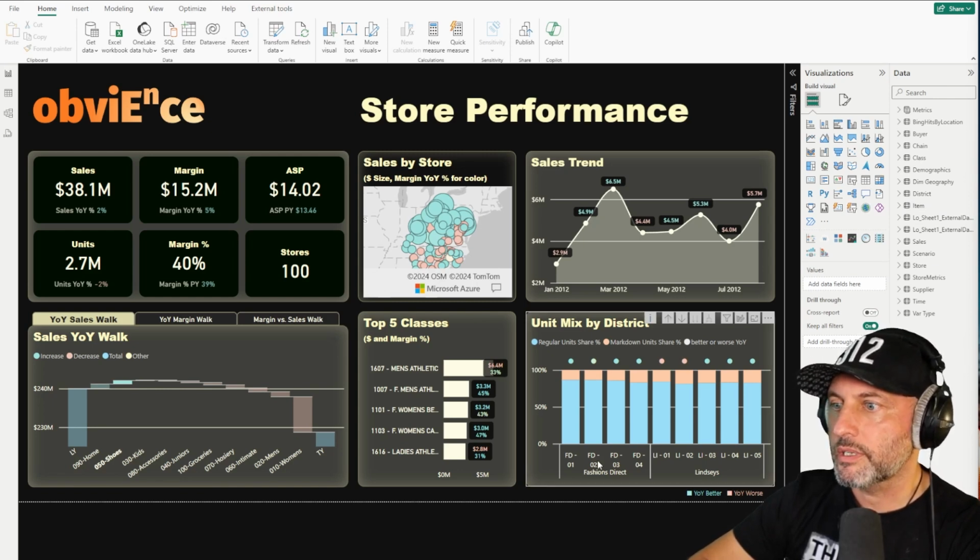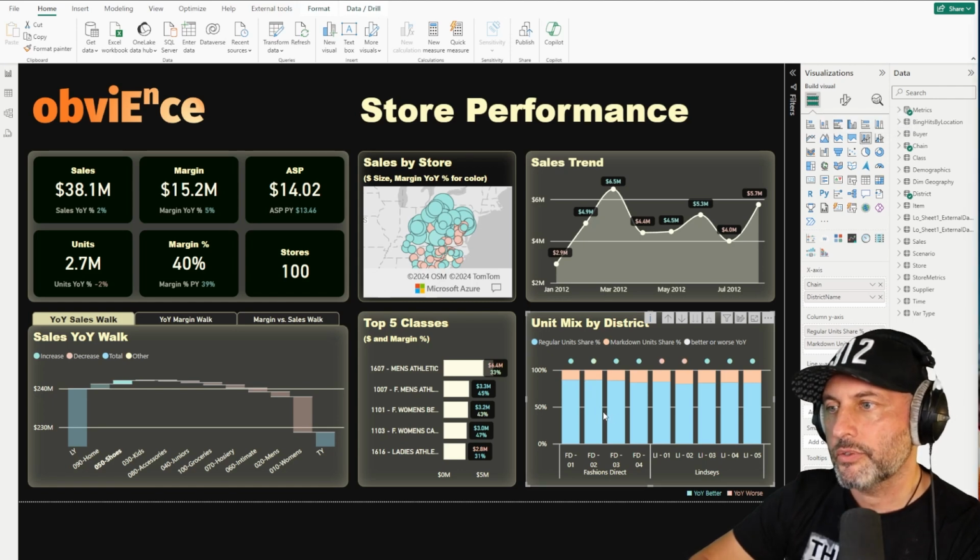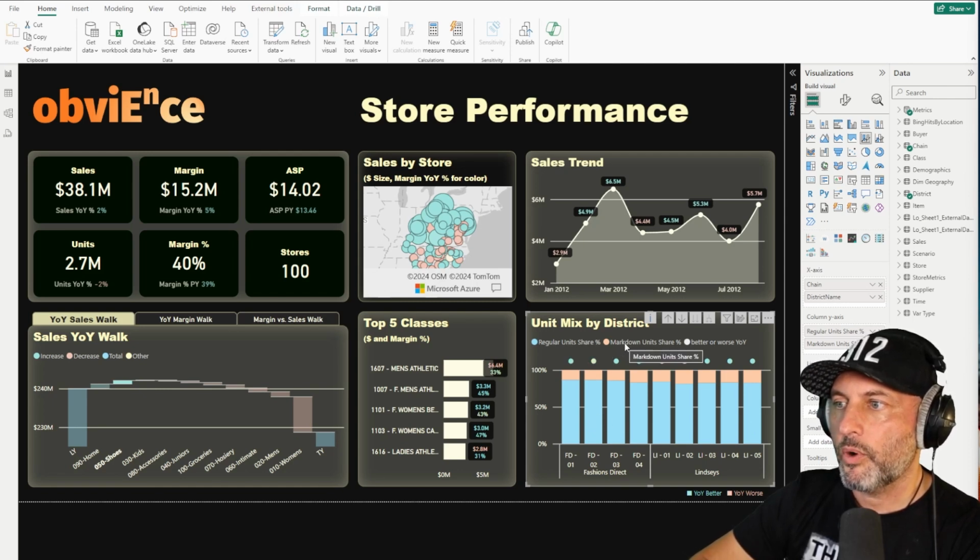So I resorted to a regular line and stacked column chart to achieve this functionality. How did I make it work? The first thing I had to do was to make it look like it's actually doing the distribution automatically. So instead of adding the sales in Markdown and unit sales to this chart, I had to create two calculations. The first one is regular unit share, and the second one is Markdown unit share percentage.